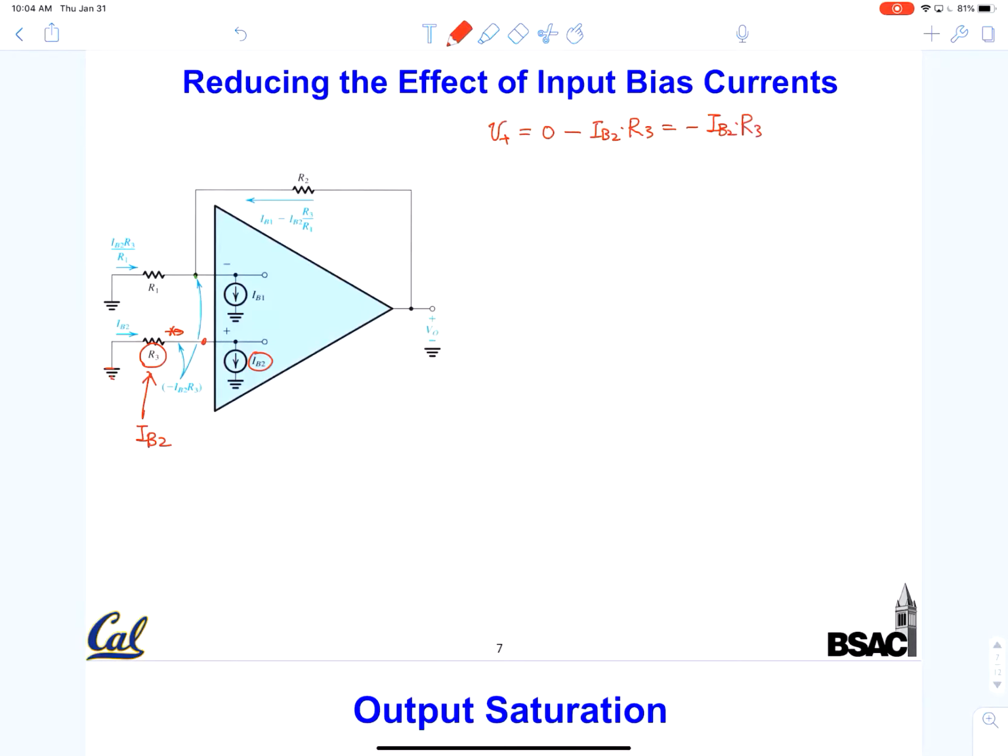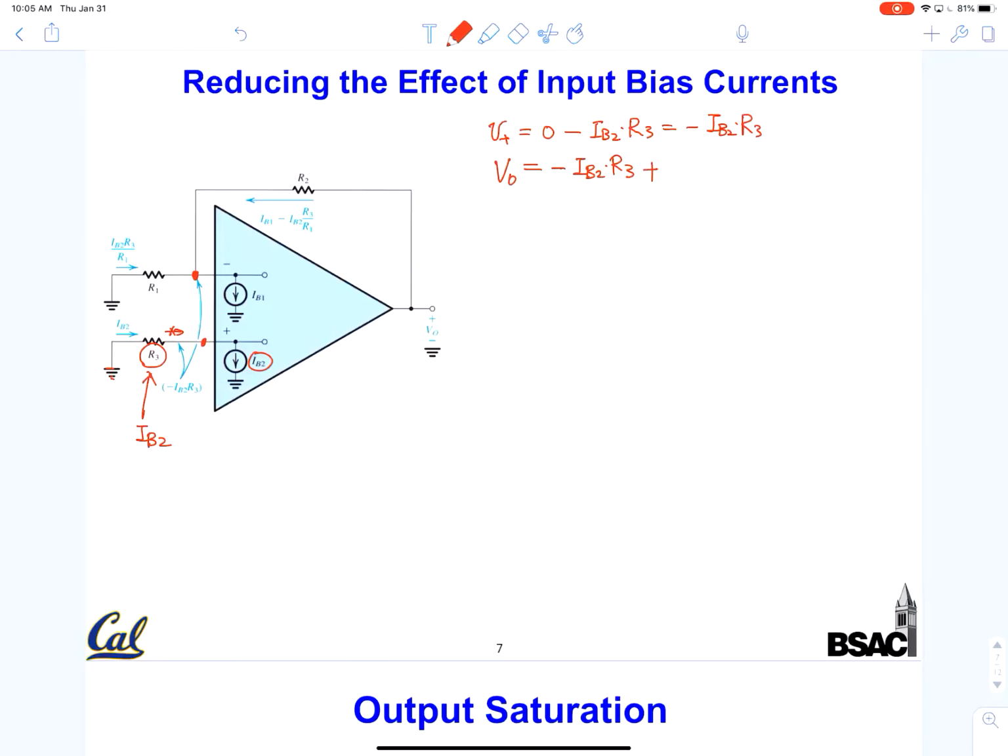What is R3? Well, we will determine what is the best value of R3. That is to our benefit. Okay. So now VO is equal to the voltage here. The voltage here is now minus IB2 times R3. So we're still using ideal op-amp characteristics. So these two voltages are the same, but we have an additional IR drop.